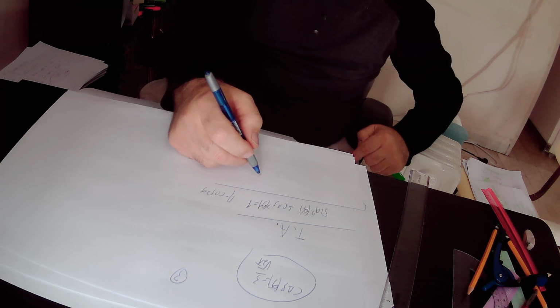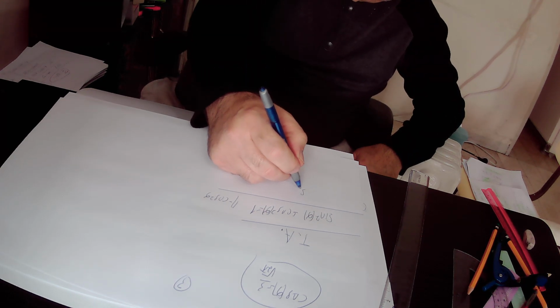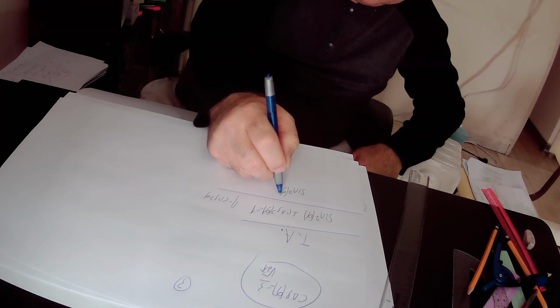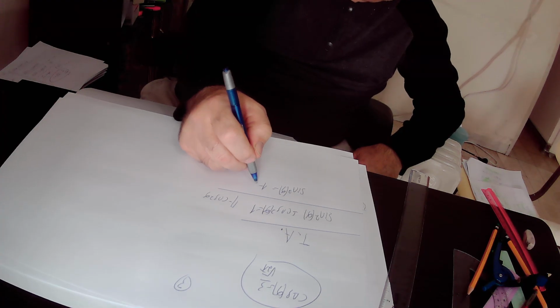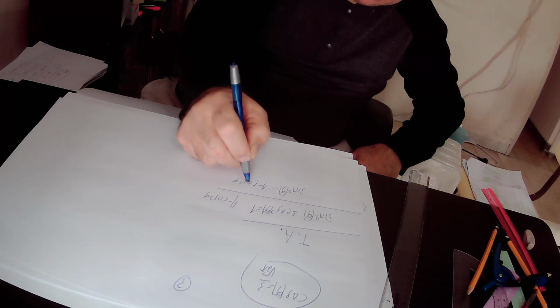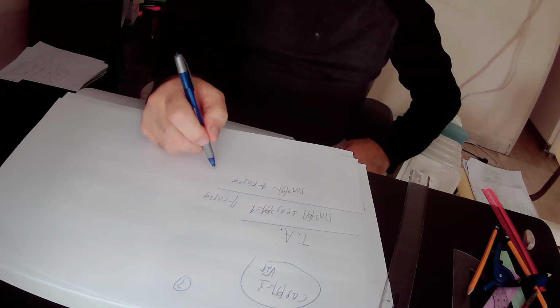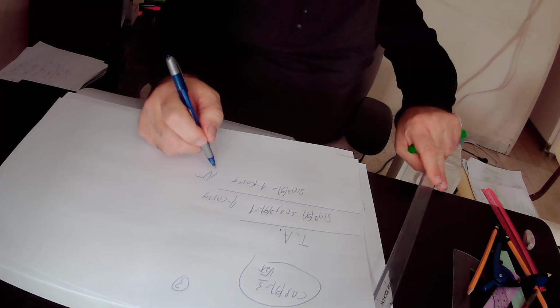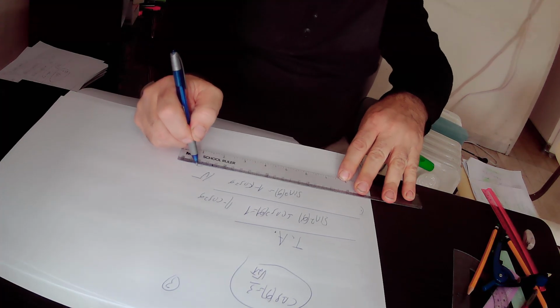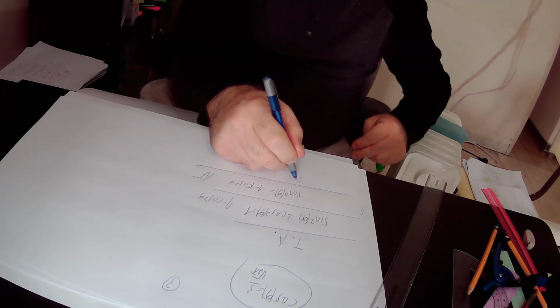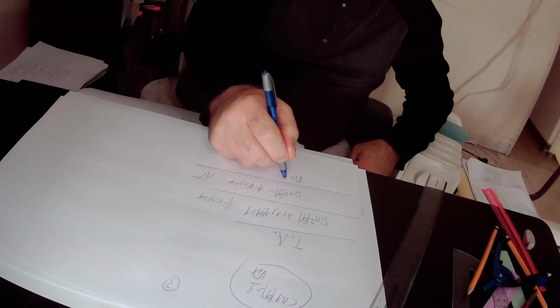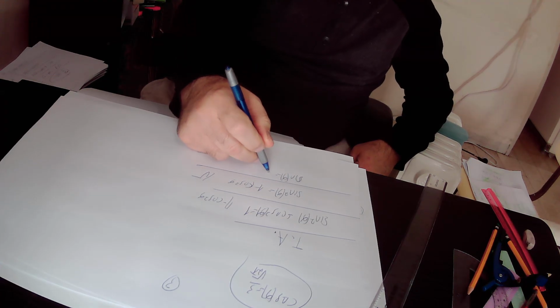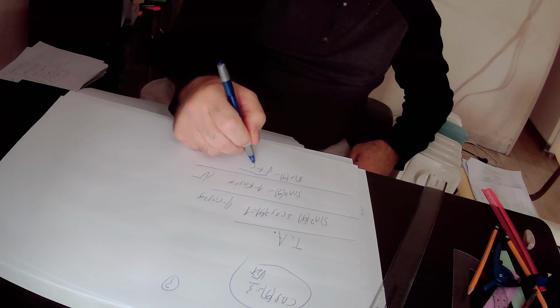Here we subtract cosine square alpha from this equation and get that sine square alpha equals 1 minus cosine square alpha. Here we take a root of the equation, and finally get that sine alpha equals the square root of 1 minus cosine square alpha.